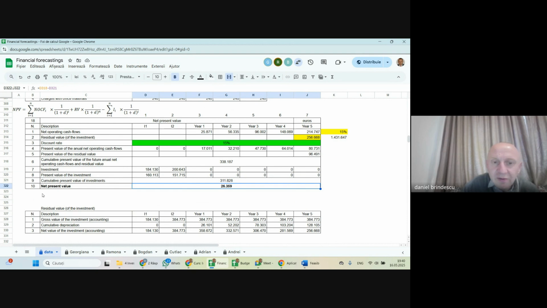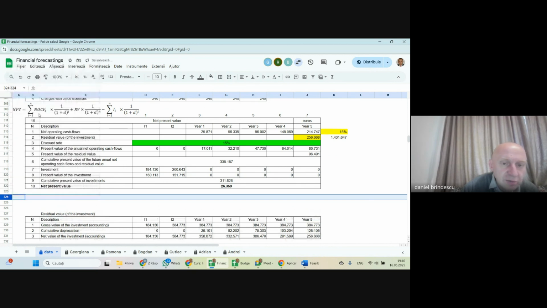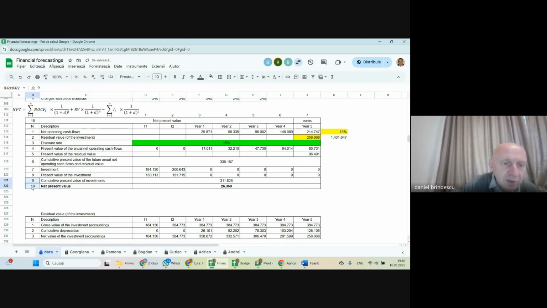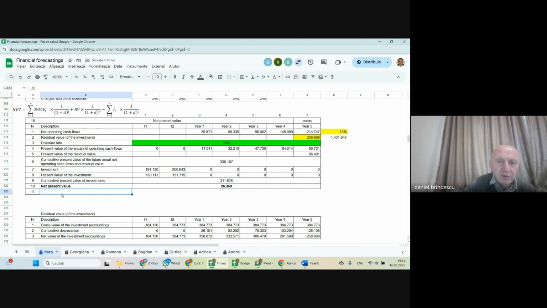In an easier manner, I guess, by simply using Excel or a Google Sheet, you can do the following. You can put on one line all the cash flows.